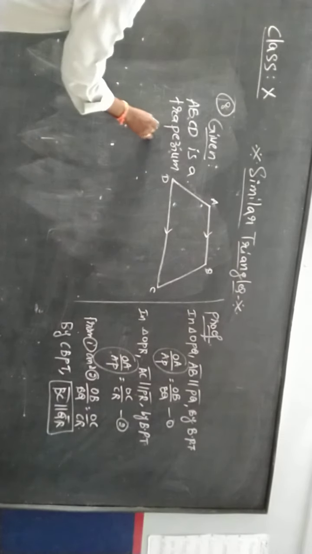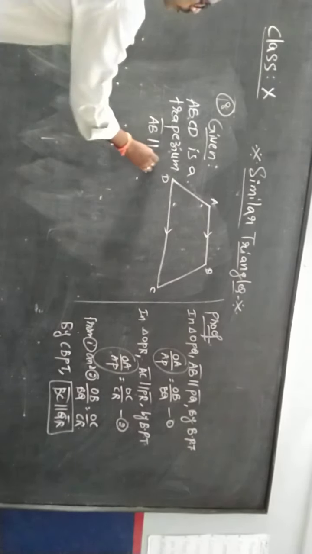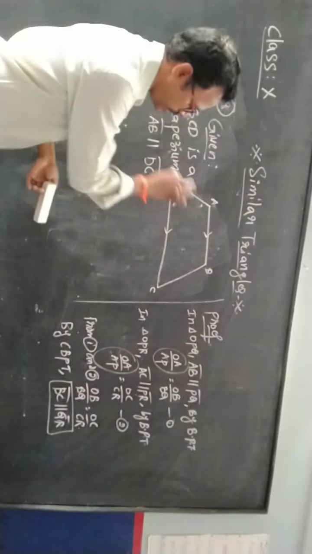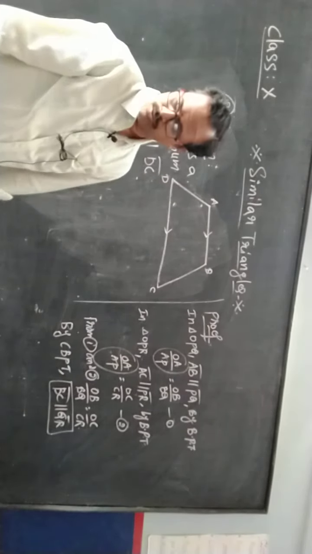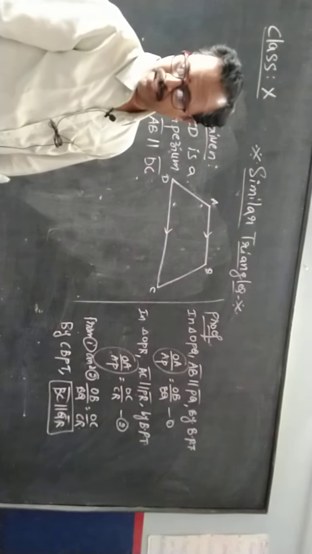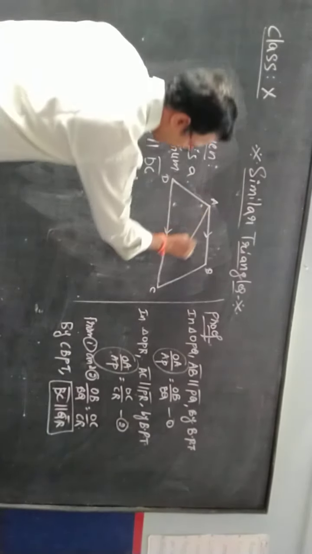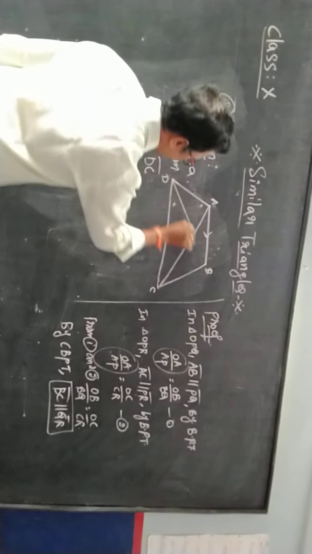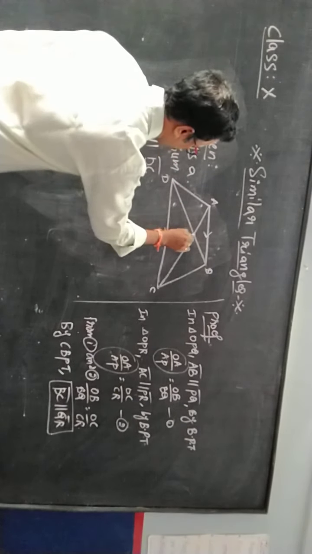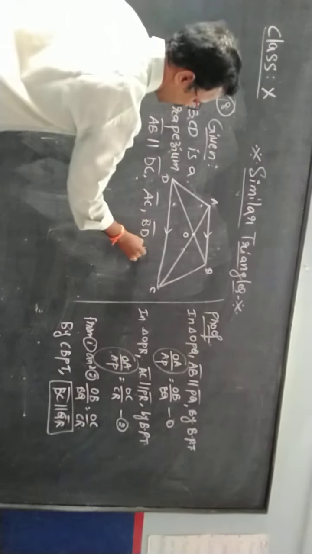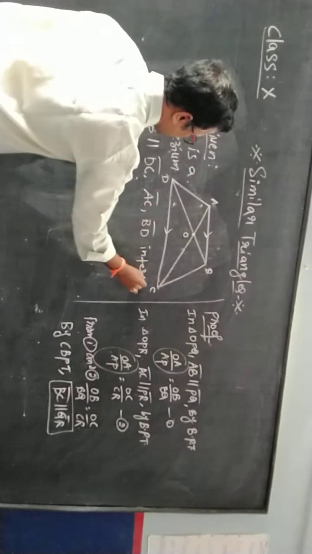Okay, now AB line segment is parallel to DC line segment. It is a default in the figure. Very good. And its diagonals intersect each other at point O. You see the diagonals AC and BD intersect at O. AC line segment, BD line segment intersect at O.